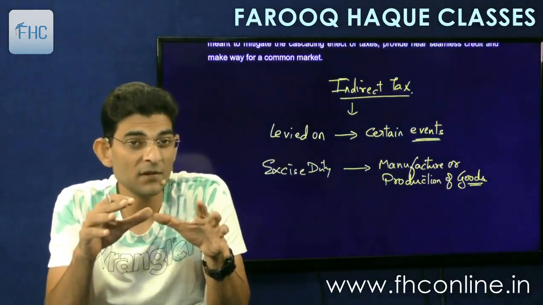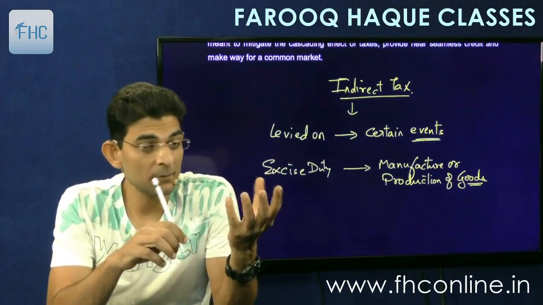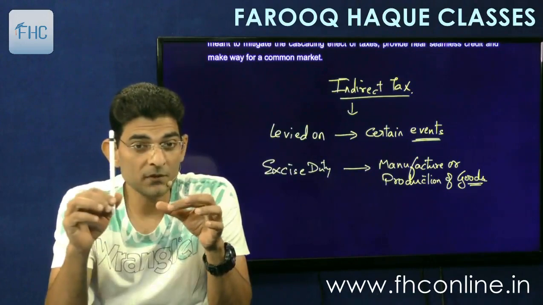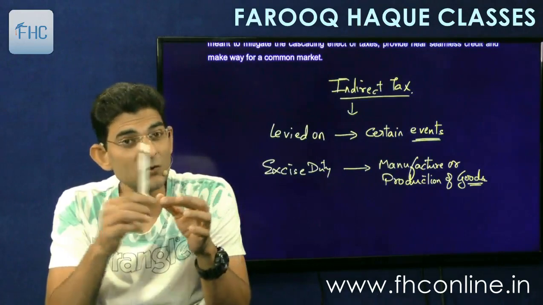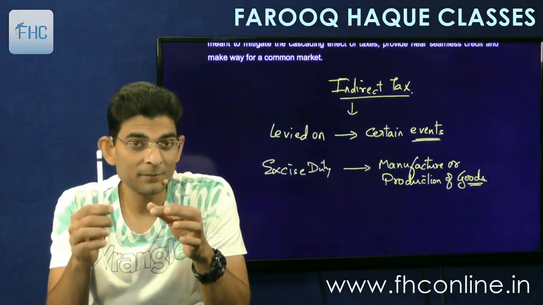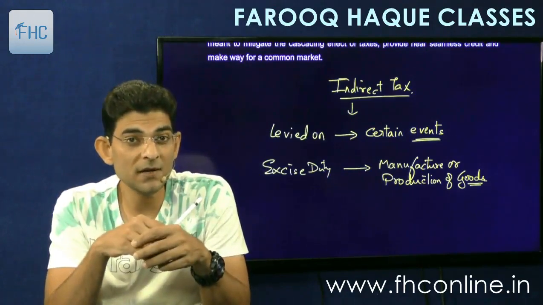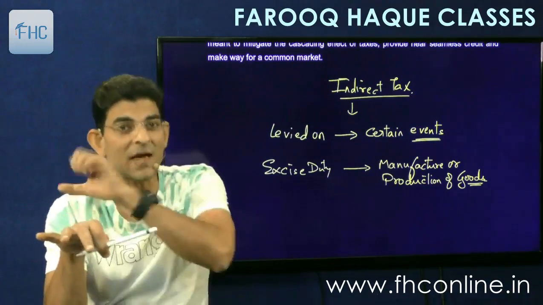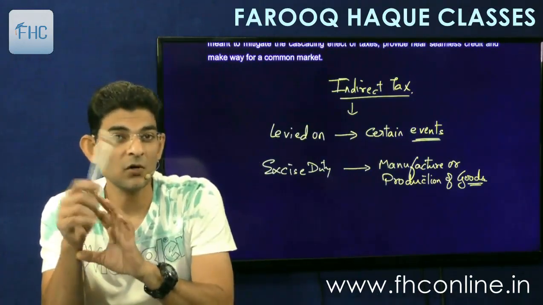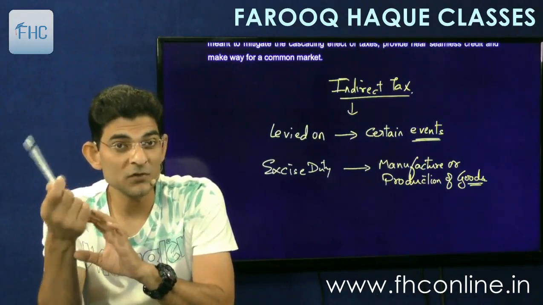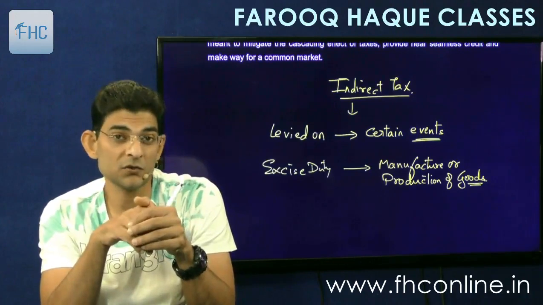Manufacture means bringing some new commodity into existence. Like there was plastic, and then I molded that plastic to form this pen. Now this pen is made of plastic, but you will not call it plastic, you will call it a pen. So a new identifiable commodity comes into existence. Now you cannot refer to this as a piece of plastic, you will call it a pen. When that happens, it is called manufacture.